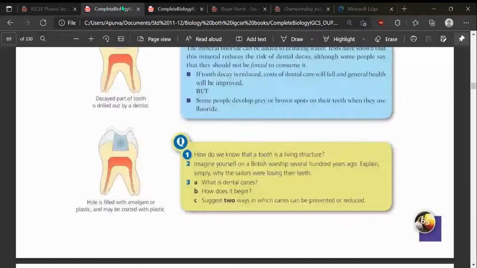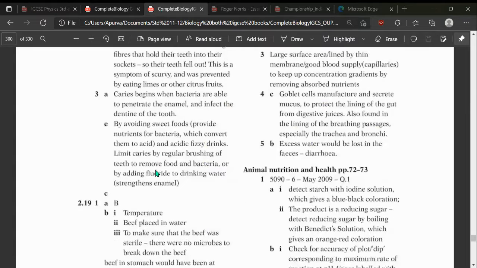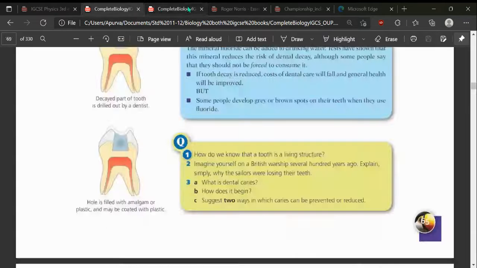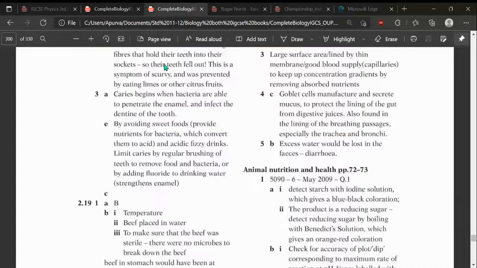Then, suggest two ways in which caries can be prevented or reduced. It's written here, and the answer is to avoid sweet fruits, which provide nutrition, and acidic fizzy drinks, because acidic drinks also decay teeth. The sugar isn't the problem; it's the bacteria on your teeth which convert the sugar into acid. So the problem is acid, but because of the bacteria, sugar also becomes a problem. That's why even acidic fizzy drinks matter.